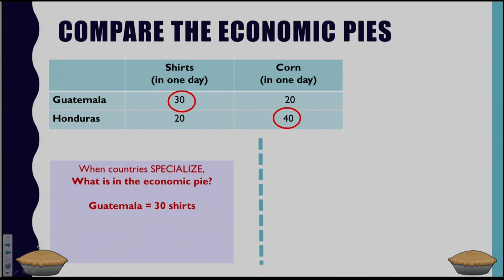So on the left, when countries specialize, what's in the economic pie? Well, Guatemala, we know, is going to produce 30 shirts. That's easy, right? It's already circled for you. Remember, when you're specializing, you're putting all your eggs in one basket. So Guatemala is going to put all its resources into the production of shirts, and in a day they can produce 30 shirts. And Honduras, we see that also circled. They're going to be specializing in corn. If they put all their resources into corn, they can produce 40 corn. So we're going to end up in the economic pie that represents specialization. We're going to end up with 30 shirts and 40 corn.